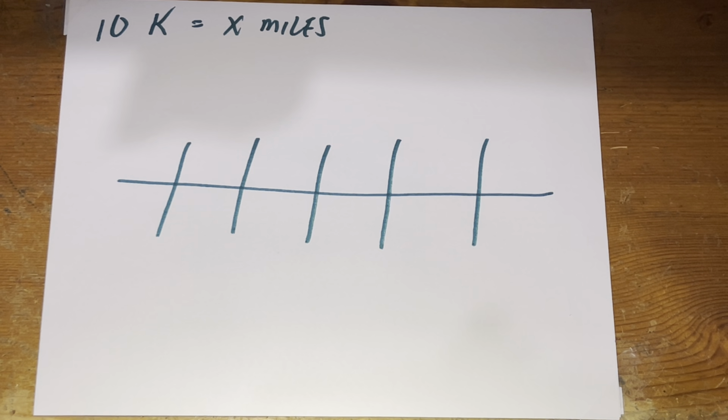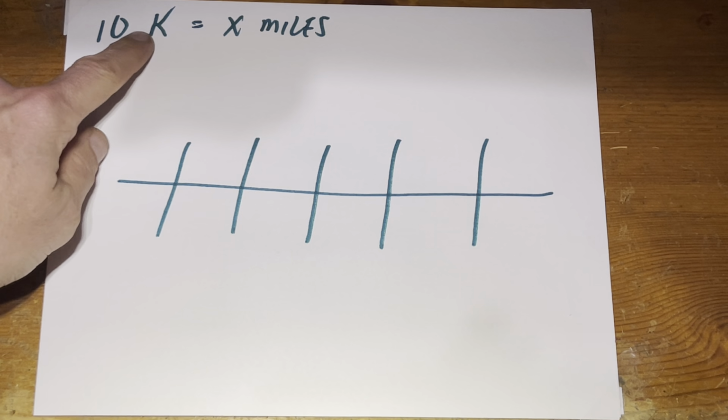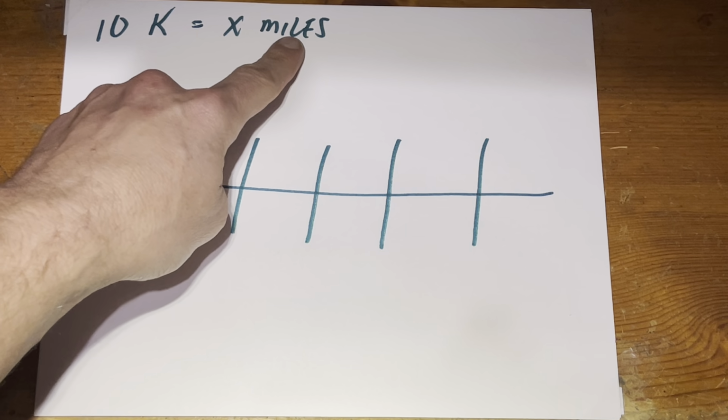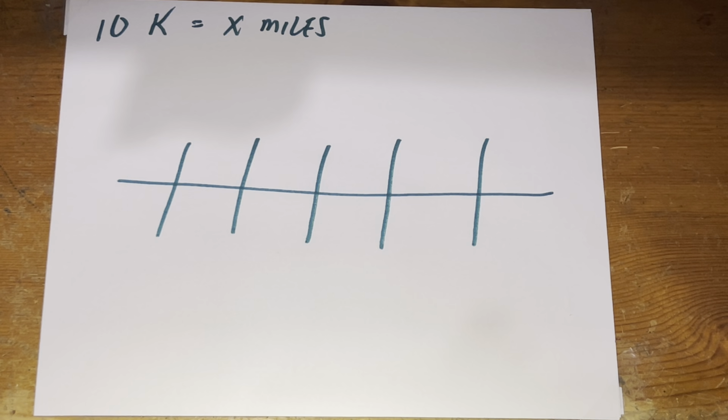What this means is we're going to figure out how we get from units, from 10K, which is kilometers, all the way to miles when we have to use centimeters to inches as a bridge between the two systems. So, I'm going to elaborate on that a little bit.